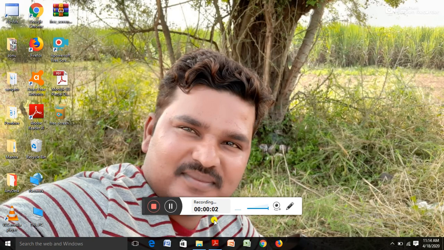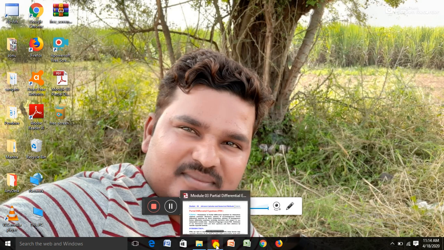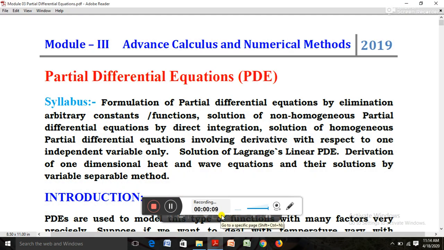I am going to teach your second semester third module. That is partial differential equations, in short form PDE. First we have to see the syllabus. The first point is formulation of partial differential equations by elimination of arbitrary constants and functions. So this is the first and second points.